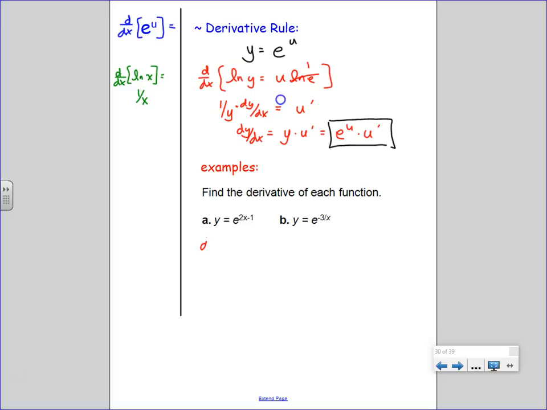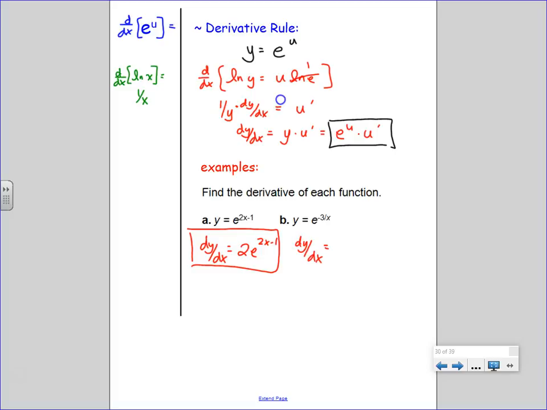dy dx is equal to e to the u times u prime, which is 2. Yeah, 2e to the 2x minus 1. That one's not too bad, hopefully. But what's going on with letter B?